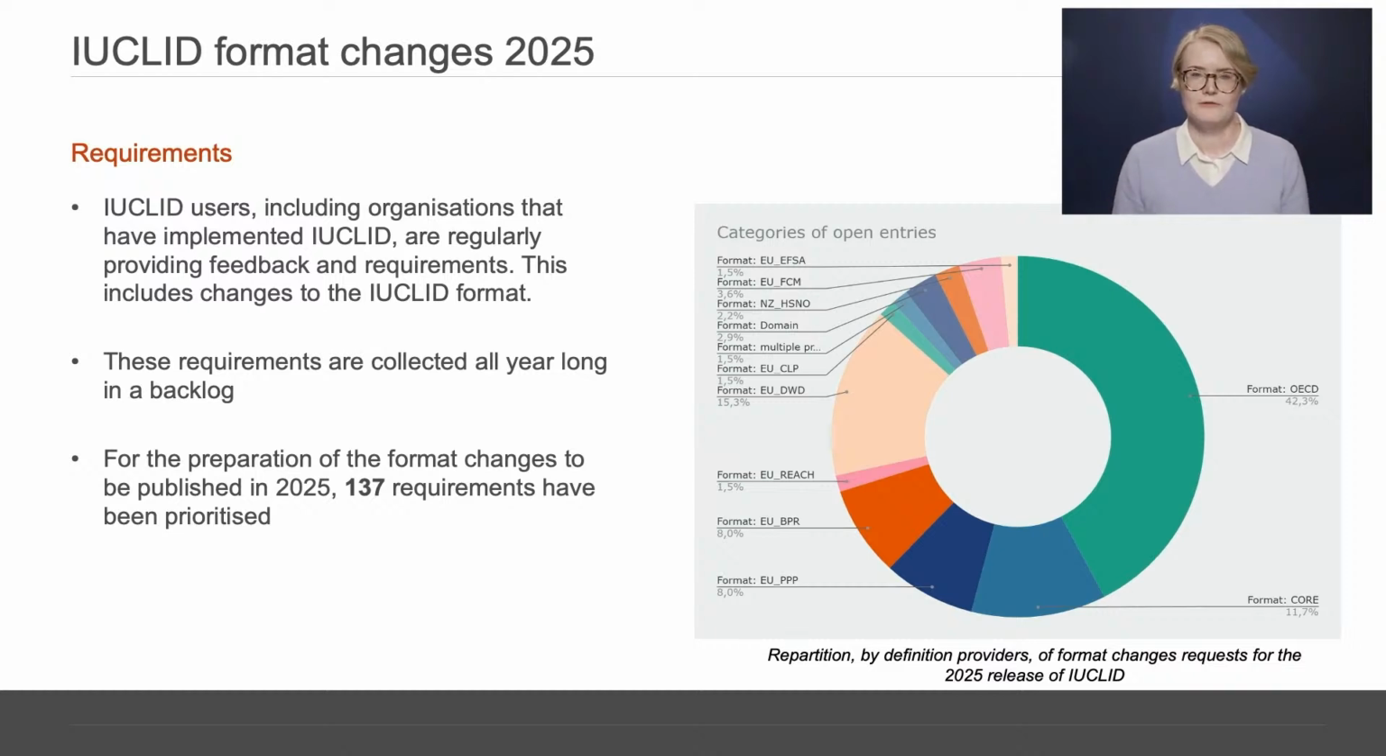So let's have a closer look at the requirements behind the format changes for this major release. We collect requirements all year long from the different users and stakeholders, and we also check changes done to the relevant regulations as well as the update of the test guidelines by the OECD. And you can see on the right side of this image that this year more than half of the requirements were targeting the harmonized part of the EUCLID format, so the OECD, core, and also domain definition providers.